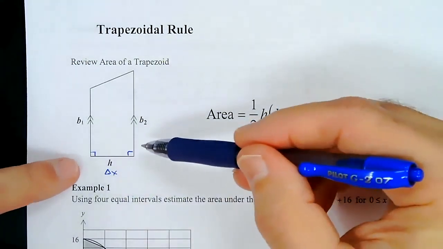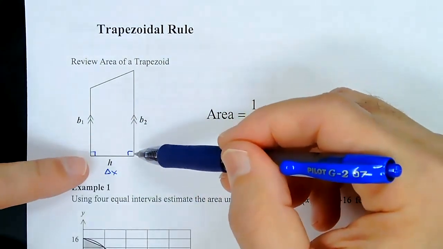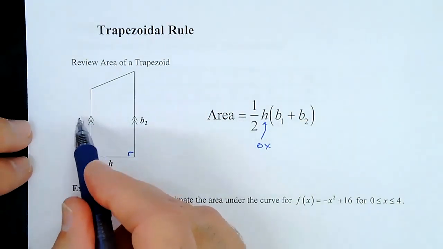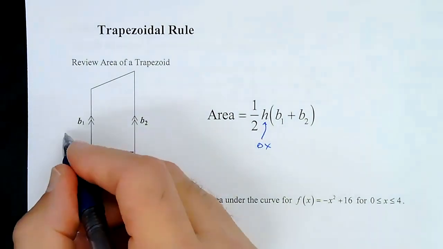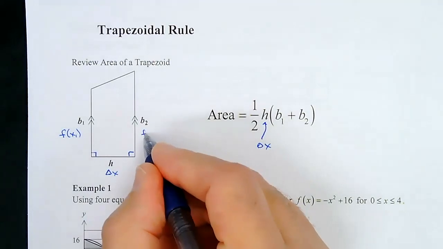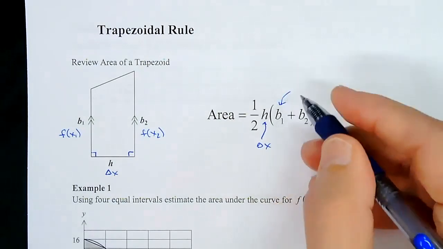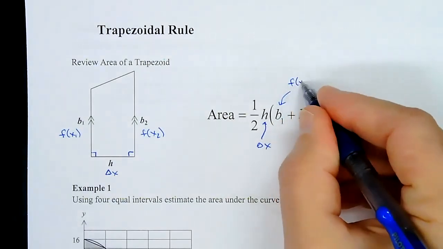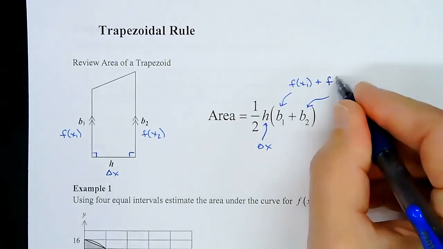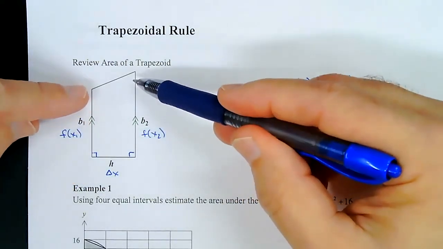And so these are going to be function values, but we need the left side and the right side of each trapezoid in order to find the area of this trapezoid. So this b sub 1 is going to be f of x sub 1. And this is going to be another function value, f of x sub 2. So this b sub 1 right here, we could replace with f of x sub 1, and this b sub 2 would be f of x sub 2. It's just the two sides, but those are going to wind up being function values.